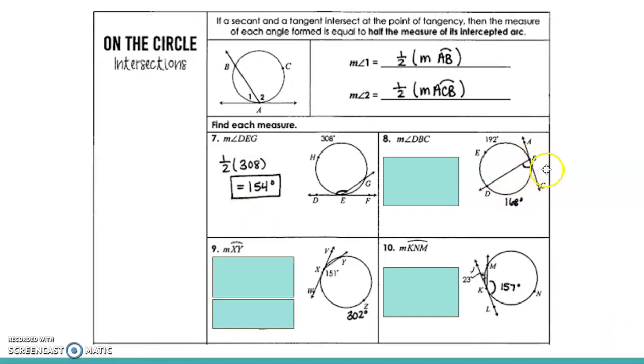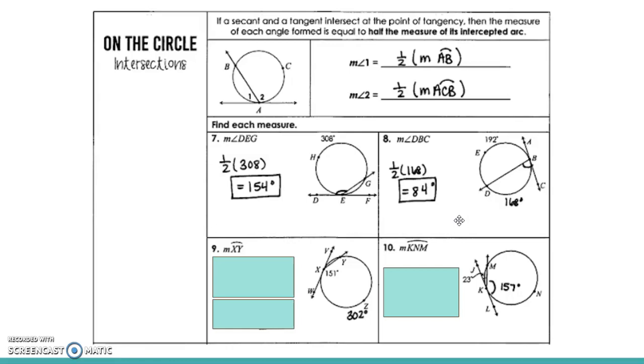Before I can find the angle measure, I needed to find the rest of my arc. So they told me that arc BED was 192. I can subtract that from 360, the entire degrees for the circle, and find that the other arc, DB, would be 168 degrees. I can now take that and cut it in half to find the angle is 84 degrees.